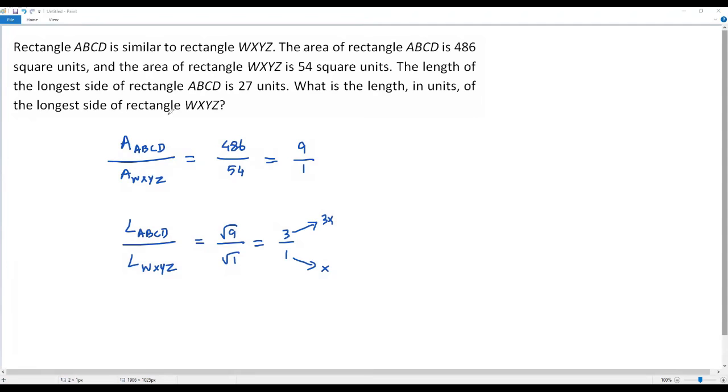Already we have the longest side of rectangle ABCD, that is 27. So this 3x and 27, both of them represent the same thing, that is the longest side of rectangle ABCD. We can equate them, that is 3x equals 27. Let's divide both sides of this equation by 3. Then the 3 will cancel out and we get x on the left side. On the right side, when I divide 27 by 3, I'm getting 9. Already we know that this x gives the longest side of rectangle WXYZ. So here I got the longest side of rectangle WXYZ, that is 9 units.